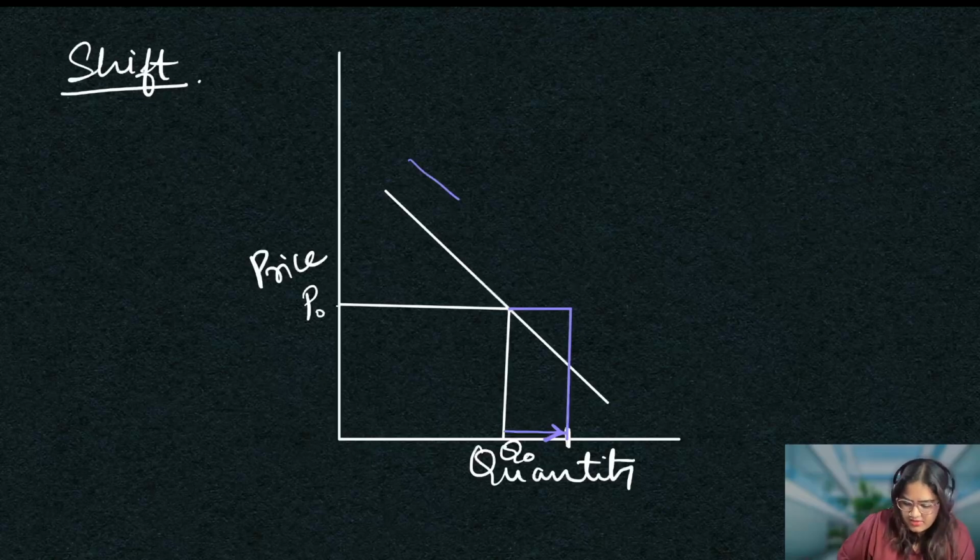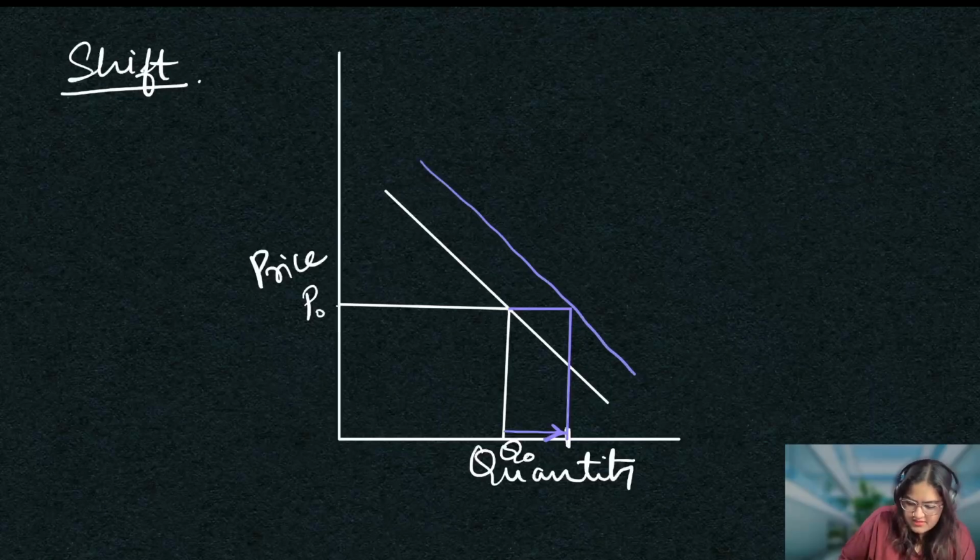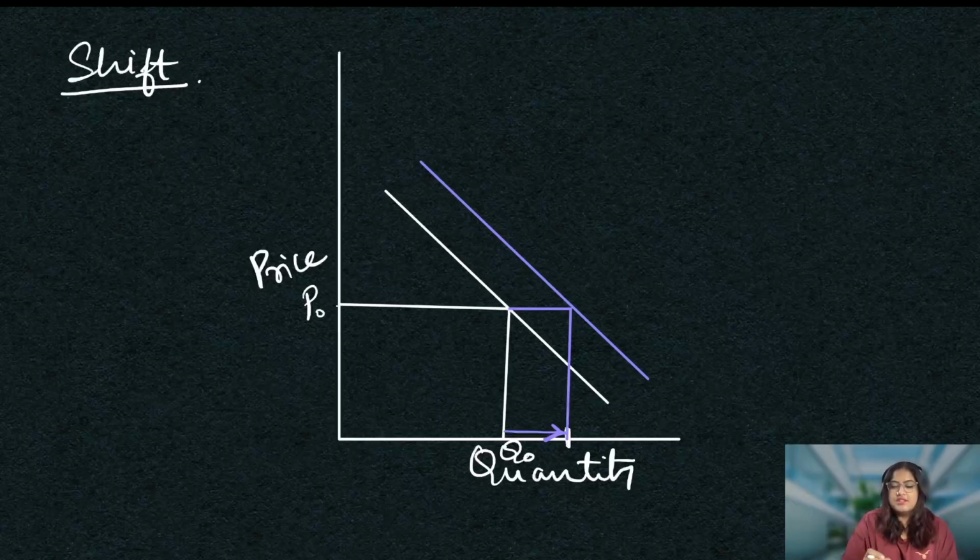So what happened? The whole demand curve has shifted. You are not moving along the initial curve, you are shifting the whole curve to a different position. Now, when the demand curve moves towards the right, when the shift is happening towards the right, there is an increase in demand.